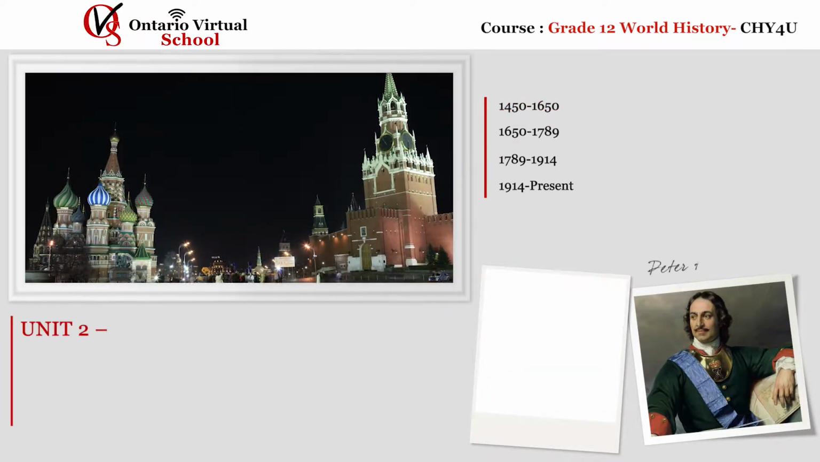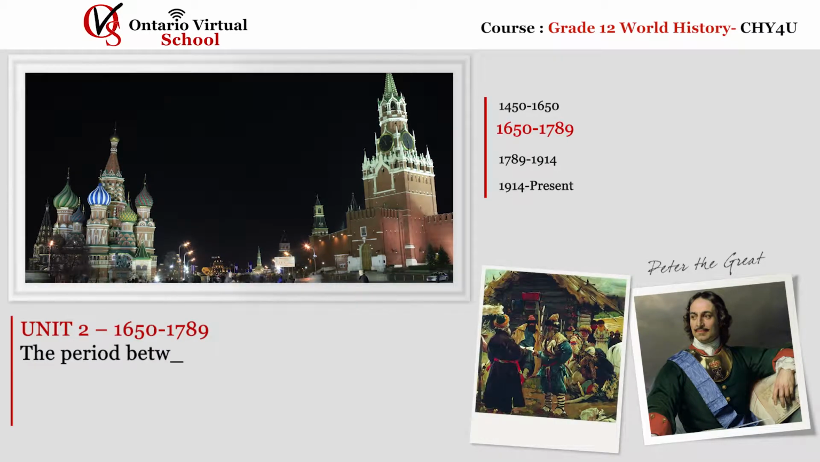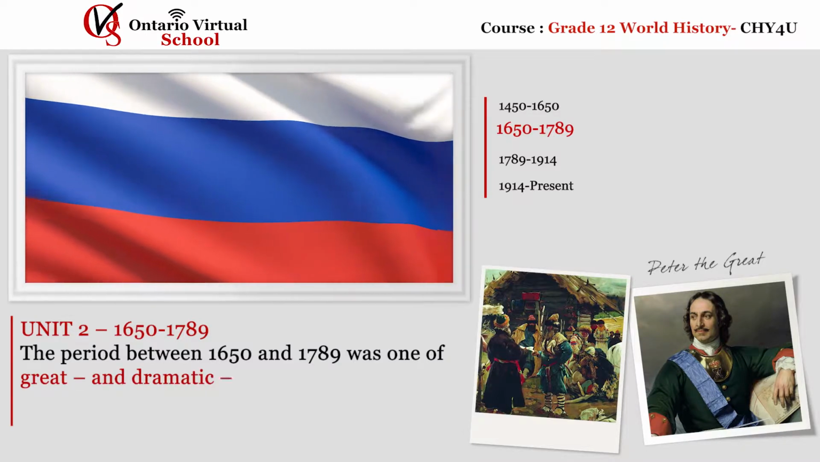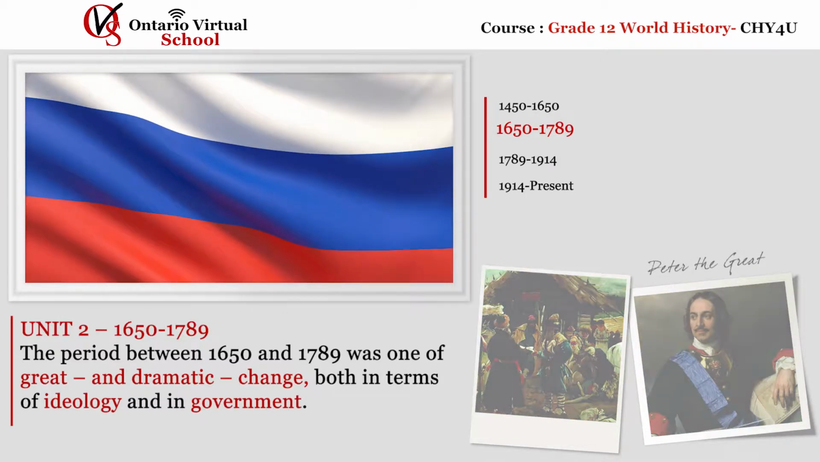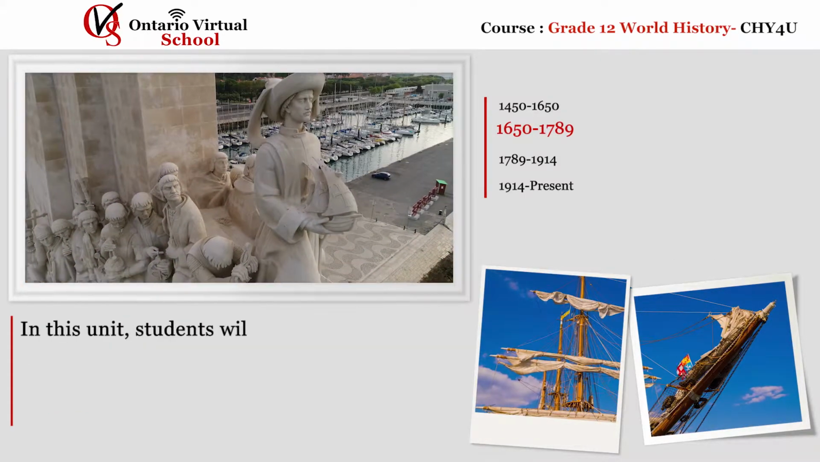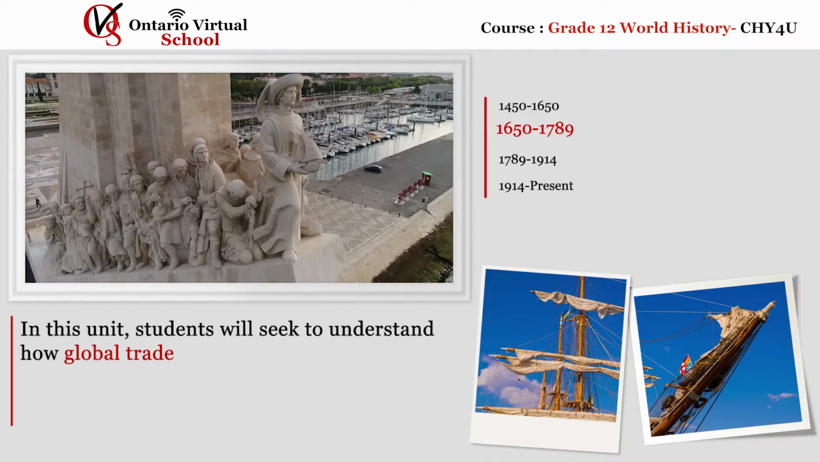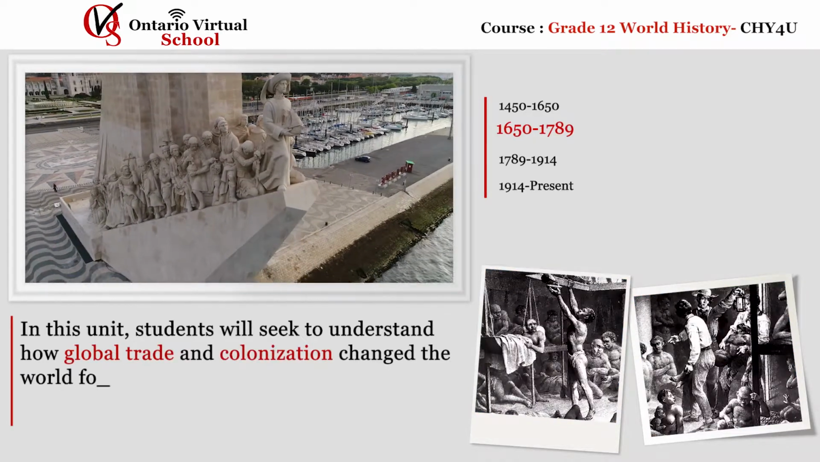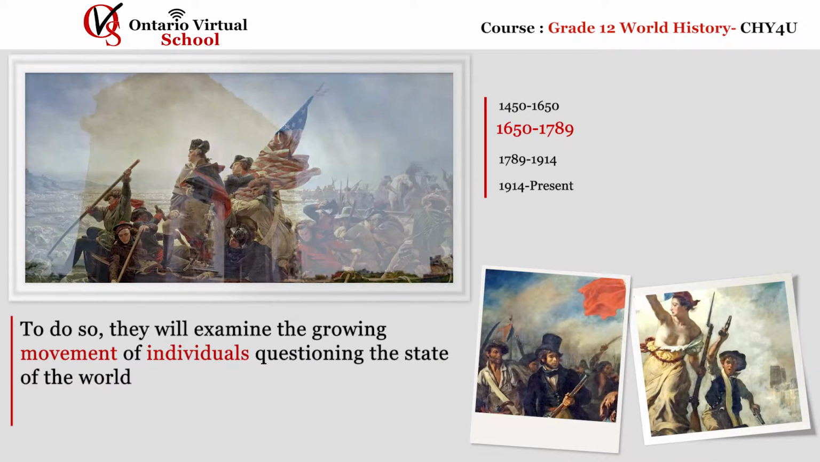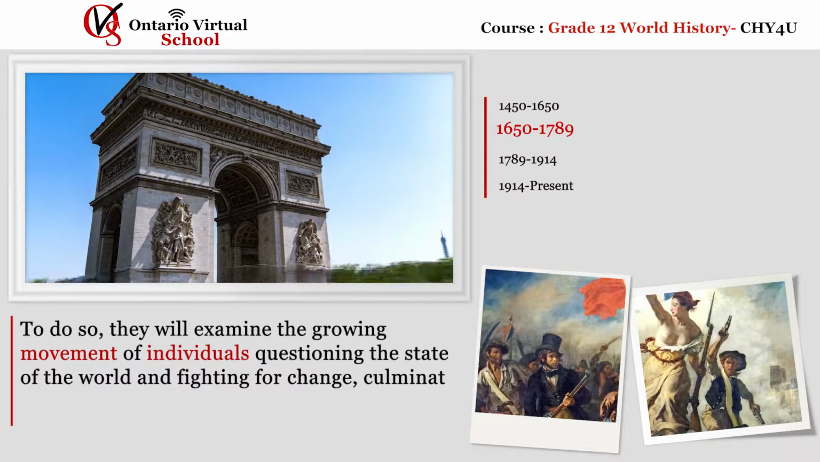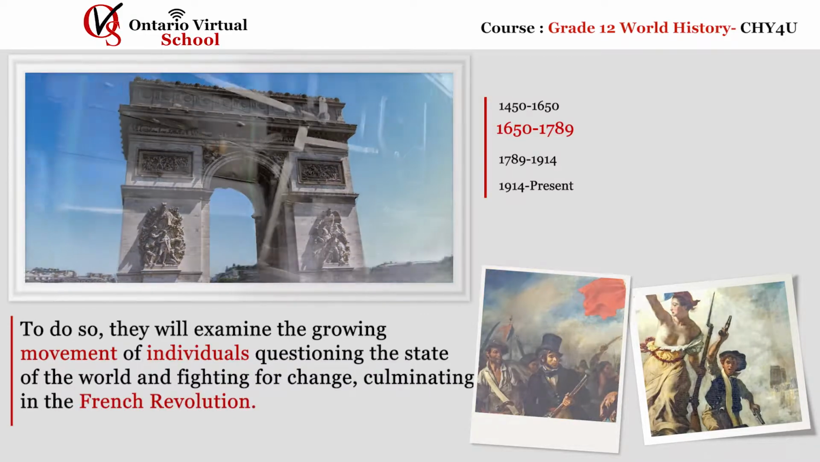Unit 2, 1650 to 1789. The period between 1650 and 1789 was one of great and dramatic change, both in terms of ideology and in government. In this unit, students will seek to understand how global trade and colonization changed the world forever. To do so, they will examine the growing movement of individuals questioning the state of the world and fighting for change, culminating in the French Revolution.